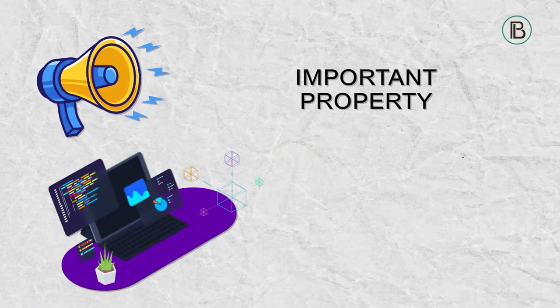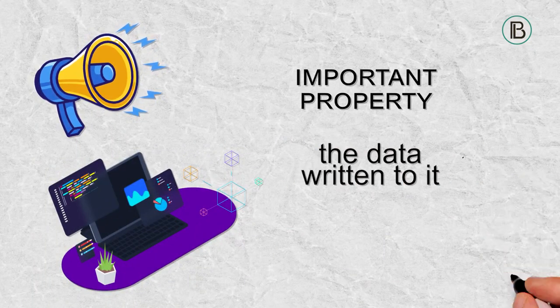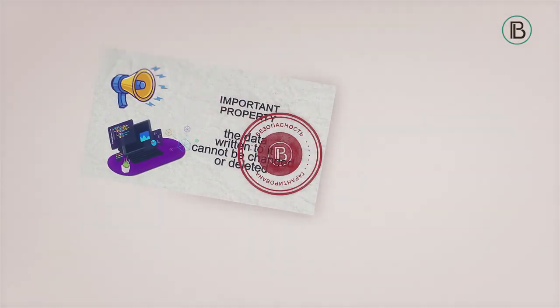Blockchain has one important property. The data written to it cannot be changed or deleted. Thus, the security of all information once written to its blocks is ensured.